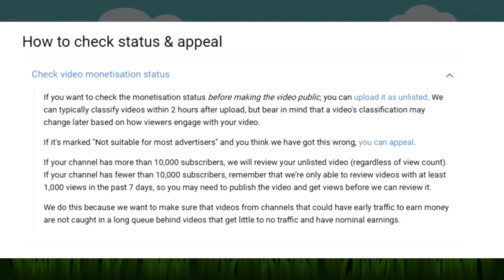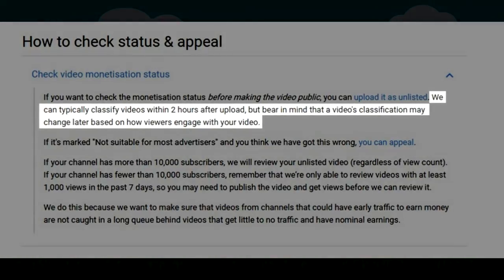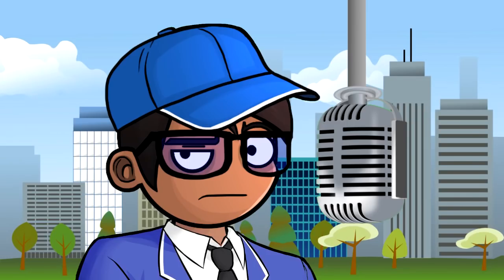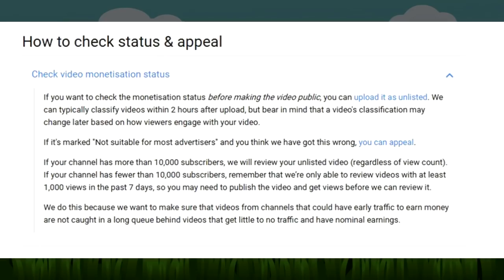So basically, if your channel is above 10,000 subscribers, you can upload videos as unlisted and have people review those videos to approve monetization before it's even public, regardless of how many views it got. However, even after it's approved, bear in mind that video classification may change later based on how viewers engage with your video. By viewer engagement, they can mean whether or not viewers like, dislike, comment, or report videos. Any of those things can factor in the re-demonetization, which also happens for some reason.